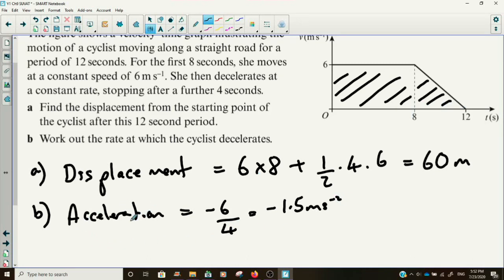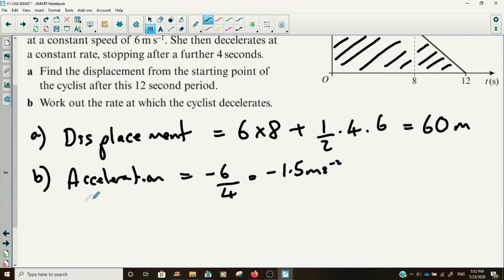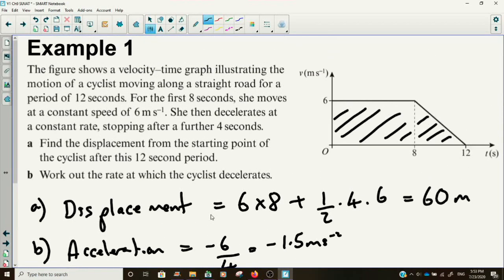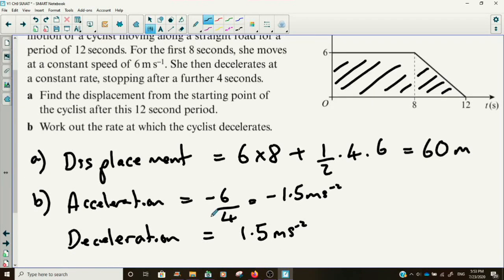The reason I've done the acceleration is just to show you the difference between acceleration and deceleration, because sometimes students do miss out the word deceleration and they just work out the acceleration, or they might forget to change the sign. The deceleration is actually positive 1.5, and if you put a negative in the exam you'd have lost a mark there. So that was that first example. That's pretty straightforward.